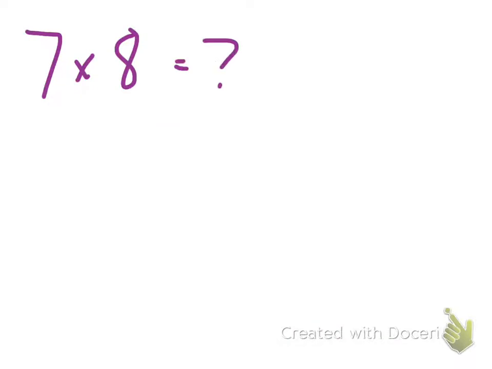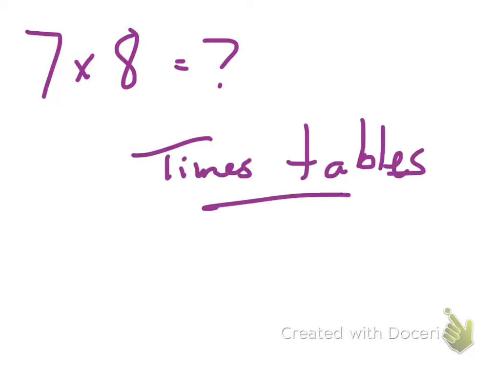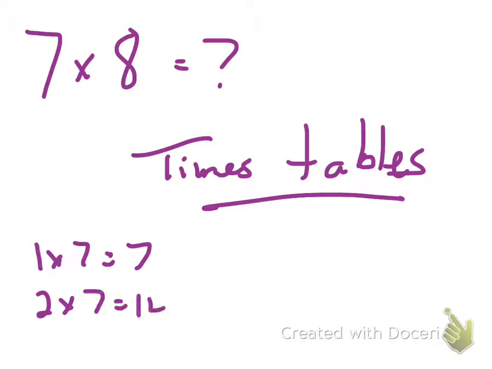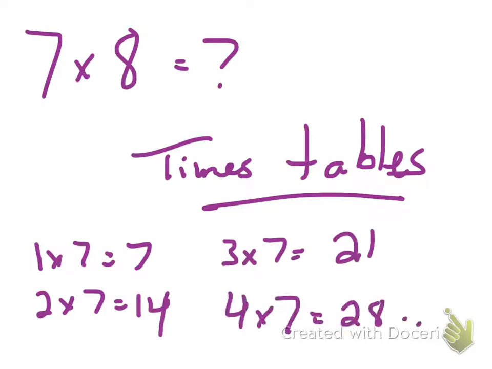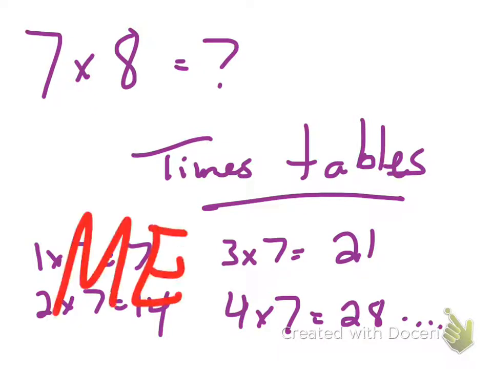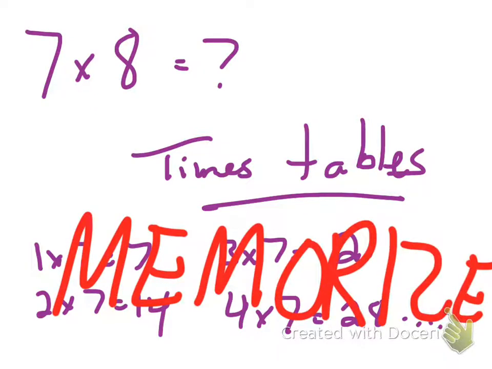So what happened? Why did the honourable member of Parliament, who is educated and elected by his constituents to run the country, why did he get 7 times 8 wrong? The problem is the way that he was taught 7 times 8. The way he was probably taught was by using times tables. Times tables are, 1 times 7 is 7, 2 times 7 is 14, 3 times 7 is 21, 4 times 7 equals 28, and he was told to memorize his times tables.